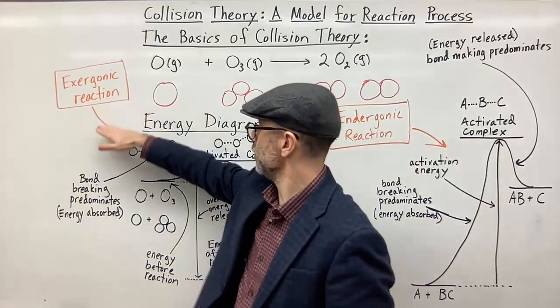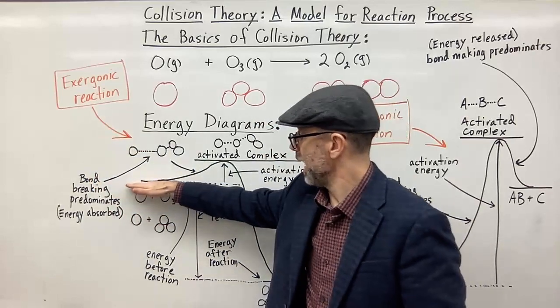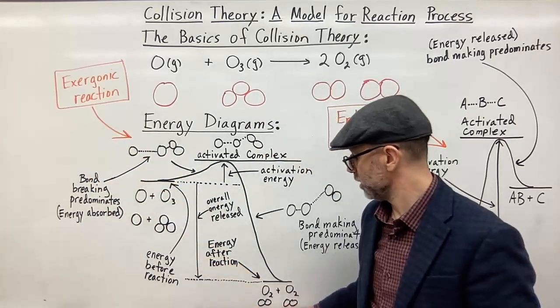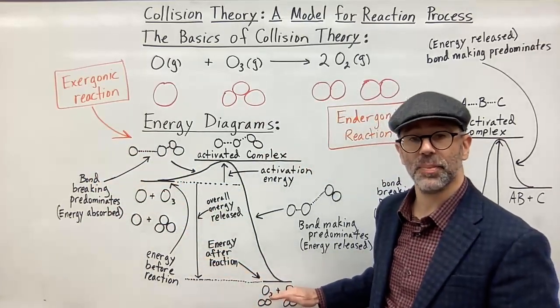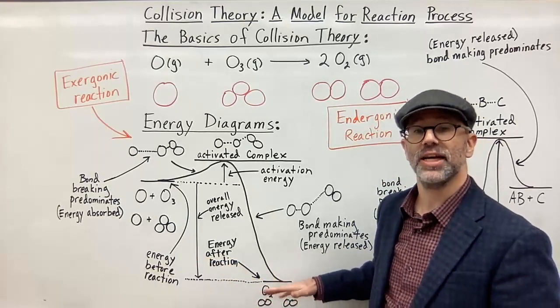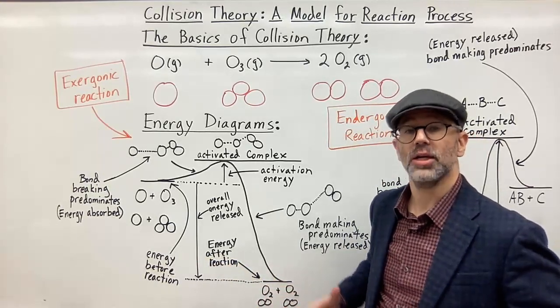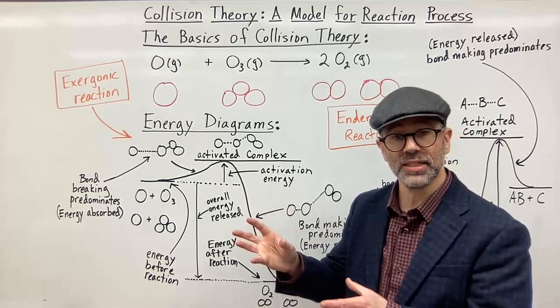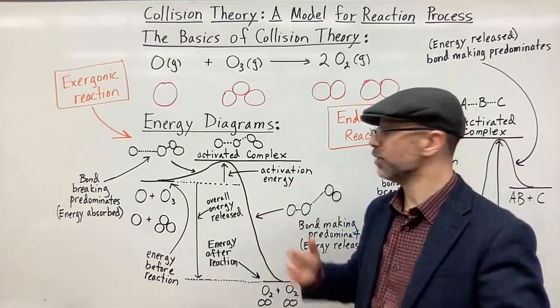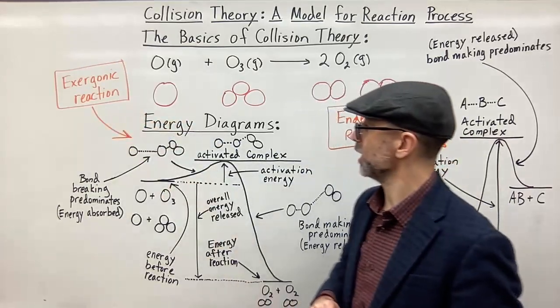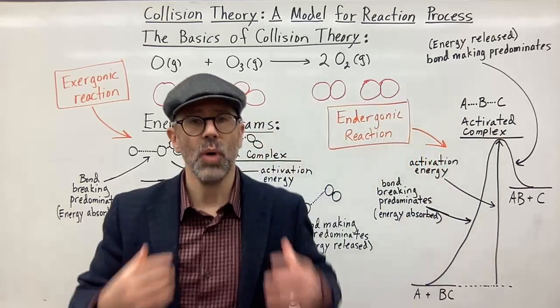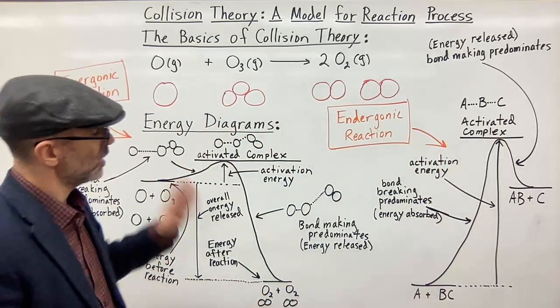So exergonic reaction, reactants have a higher energy than the products. Products end up with a lower energy because overall, during the reaction, energy is released. And so, therefore, exergonic reaction. Well, what if it's the opposite?